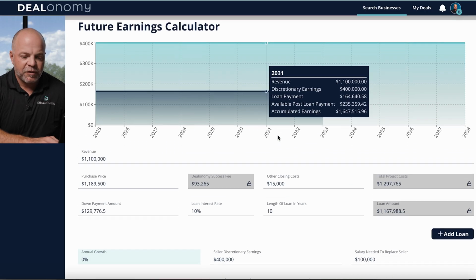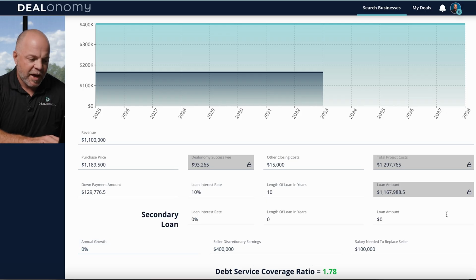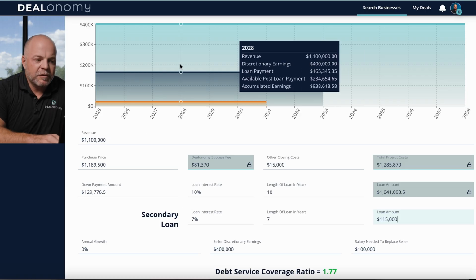There's another thing I want to show you. We have this button here on the right that says add loan. So you can actually add, a very common deal structure, you'll ask the seller for some seller financing. So you'll want a loan to follow the bank loan. So let's just pretend it's a 7% interest rate, and you want to give the seller a 7-year seller note, and you're just going to ask them for about 10% of the purchase price. Let's say $115,000.